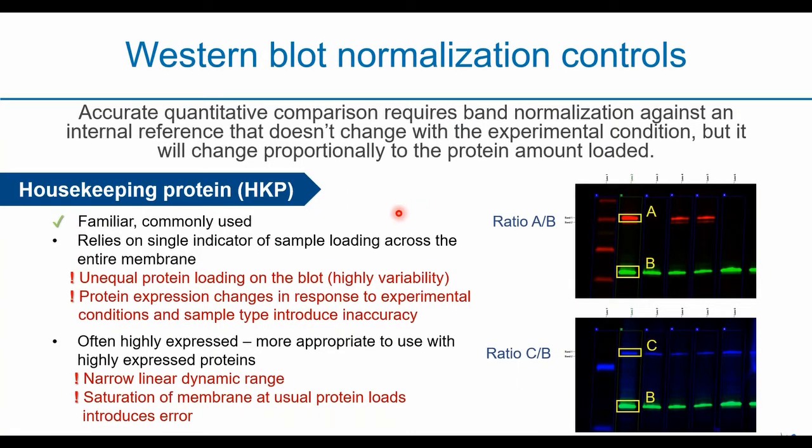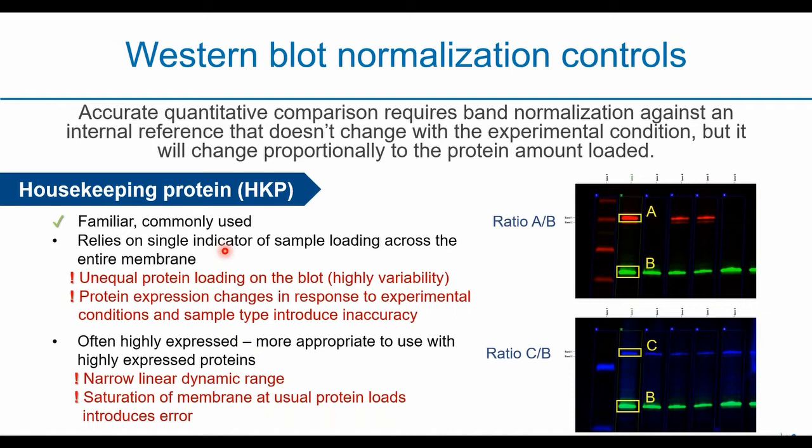Right. An important component of accurate quantitative Western blotting is the normalization of the band intensity obtained from the target protein against an internal reference that doesn't change with the experimental condition, but most of the time, it is not the case. This so-called control will change. Ideally, it doesn't change with experimental condition, but it will change proportionally to the protein amount that we load into the gel. That is an ideal situation. Traditionally, housekeeping proteins are proteins thought to be consistently expressed across different sample types. So they have been used as such a reference to control sample loading across the entire membrane.